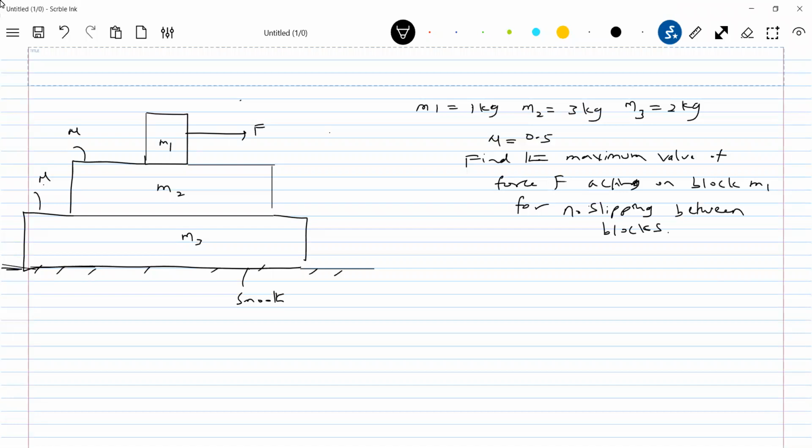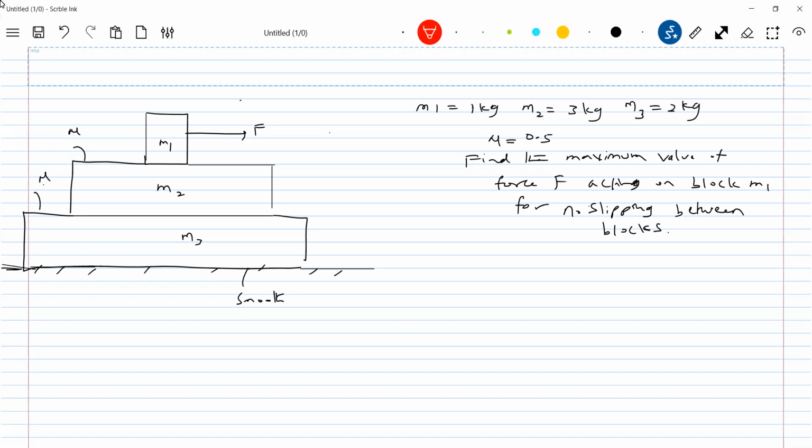Where the force is applied to the upper block. So maximum value of force F for which no slipping occurs between the blocks here. We had this particular numerical we did for only 2 blocks. Now we have to extend that concept for 3 blocks. First, let's calculate the various forces that are acting.